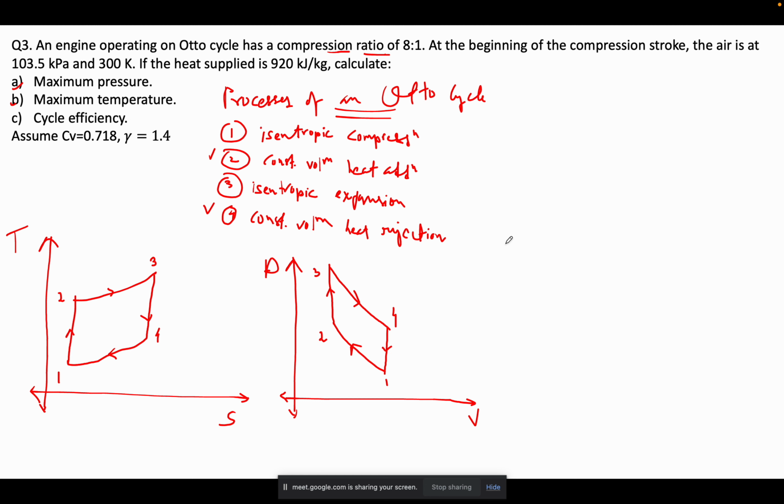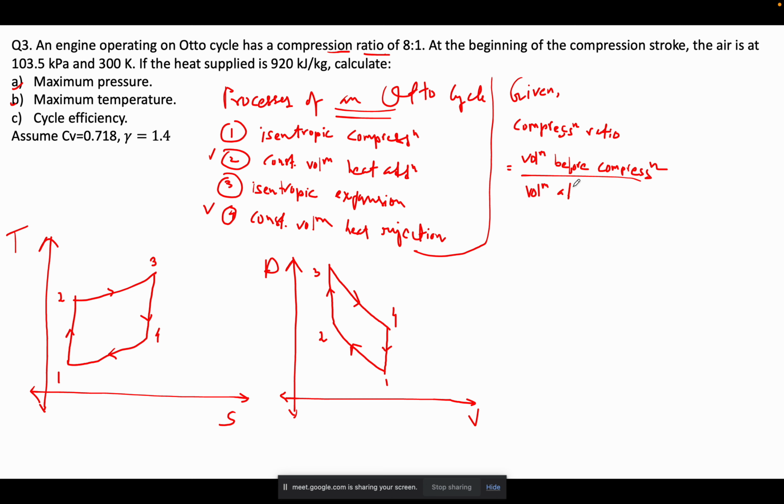Okay, so what are the things that are given to us? It is given to us the compression ratio. Now what do you mean by compression ratio? Compression ratio is nothing but volume before compression divided by volume after compression.